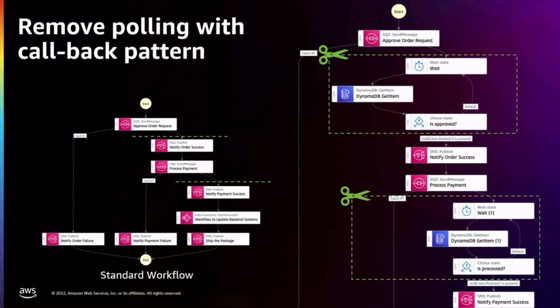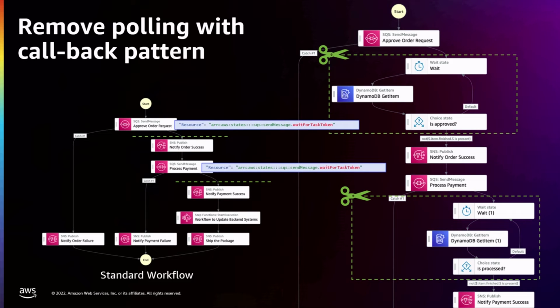So I put that back into my workflow here. I can chop away 6 states, plus however many times it loops round, and all I need to do is on the state before, I add a wait for task token, and then obviously I need a separate Lambda function to call back into that at some point.